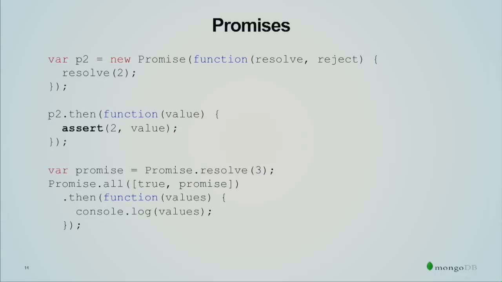We then take the p2 and we do dot then, which means we're going to resolve this promise. And we assert that the value 2 is what is returned from the promise once it's resolved. As we can see, that will resolve itself because p2 will always return 2. The example below is using the all, right? In this case, we have a new promise that resolves to 3. We then execute both true and that promise, and we get back all the values in an array for all of those promises. Since promises are just values in the end, true will be returned as the first value in this case, which is one of those funny little corner cases of promises that is surprising.